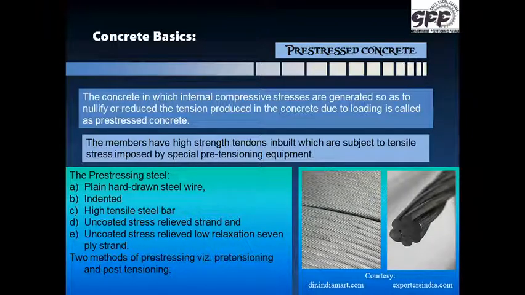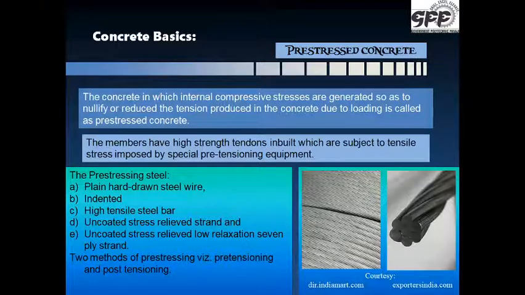Now we all know that if we have a simply supported beam, due to loading, at the bottom there is tension and at the top there is compression. Concrete is weak in tension, that's why we have to reinforce it with steel. Now in pre-stressing, what is done is the bottom portion itself, if I compress it, then when I load it, what will happen? There is already compression introduced in that.